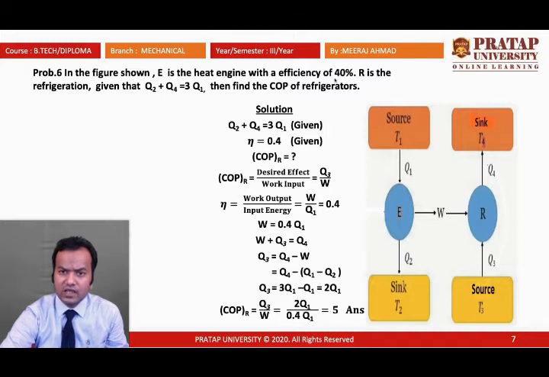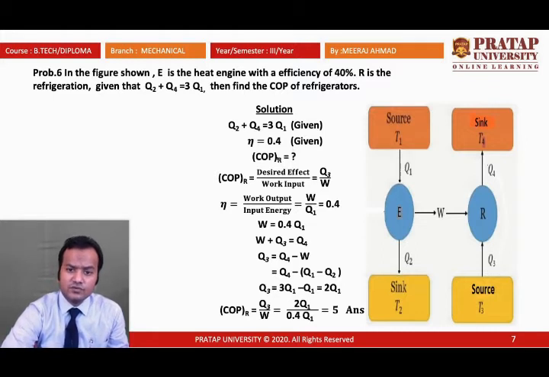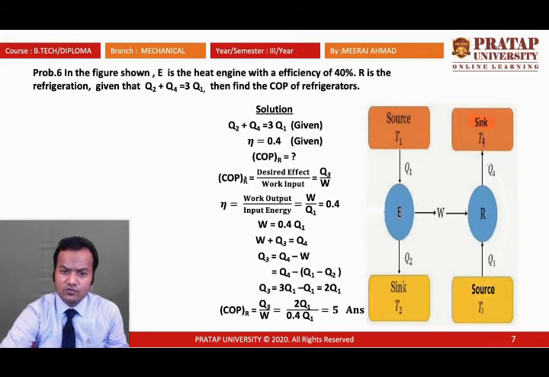Q1, and the efficiency of the heat engine is also given. You have to find the COP of the refrigerator. First you write the formula of the COP of the refrigerator as the desired effect over the work input. Look at the refrigerator: the desired output of the refrigerator is Q3. Write Q3, and the work input is W.